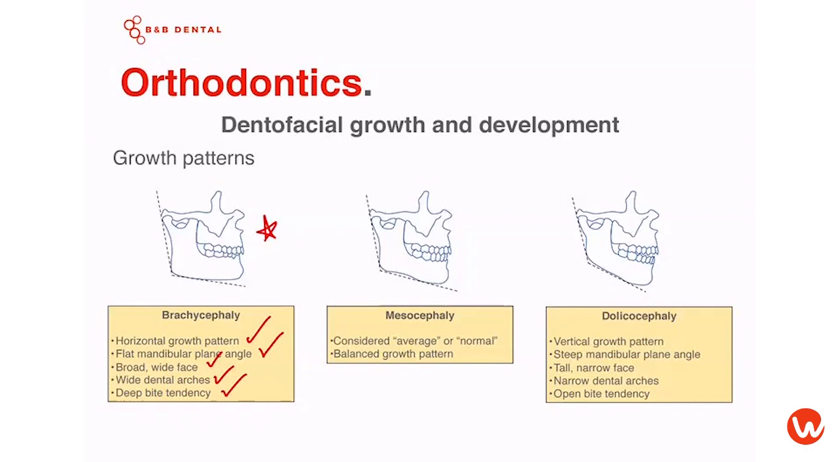Mesocephaly is more of that average, balanced growth pattern. It's not too wide, it's not too narrow. Whereas dolichocephaly is more of a vertical growth pattern, a steep mandibular plane angle, a tall, narrow face with narrow dental arches with a tendency for an open bite, as you can see right here. So you can see that mesocephaly is right there in the middle, with brachiocephaly being more wide and deep, and then dolichocephaly being more narrow and vertically open and longer.